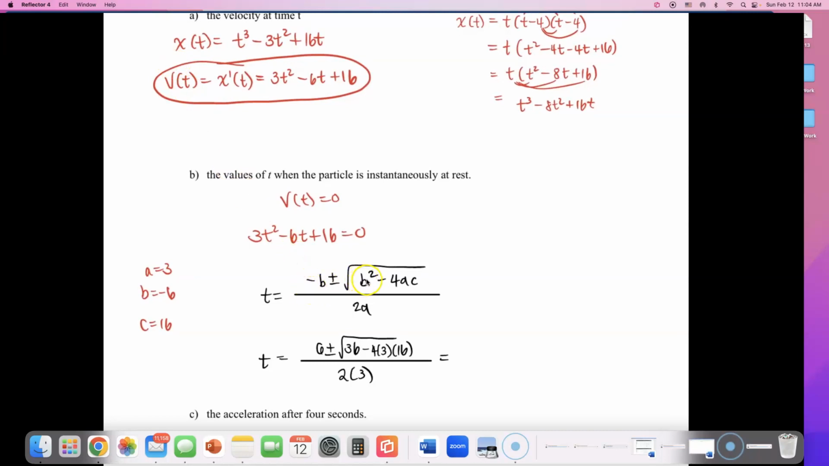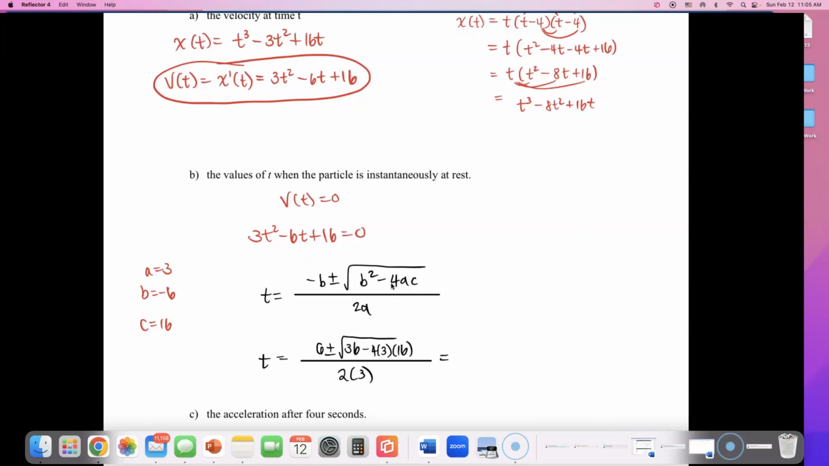Negative b squared is 36 minus 4 times a times c. You know, I think what the problem is that c is so big. Look how big the c value is. It was 16. So when you did 4 times 16 times 3, that quantity was way bigger than 36. So when you do small number minus big number, the subtraction came out to be negative. And when the discriminant is negative, we're taking a square root of a negative number. That's not real, that's imaginary. So we're not going to say this particle is instantaneously at rest at an imaginary point in time.